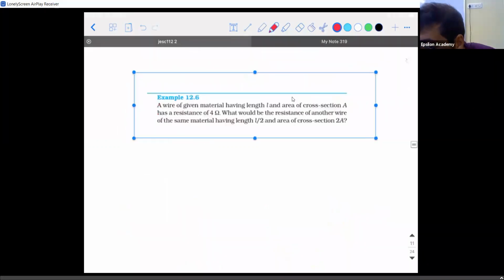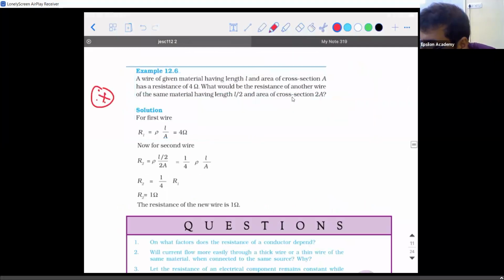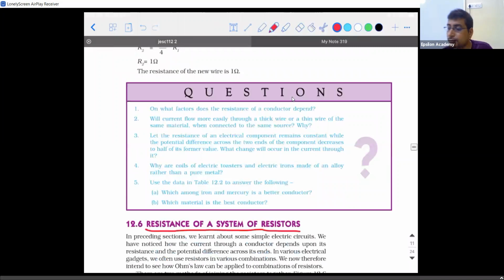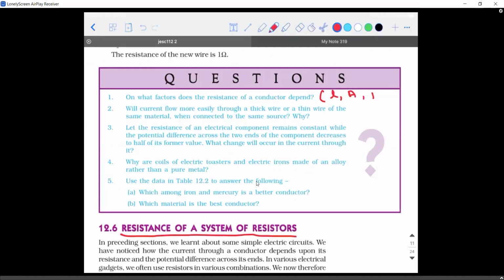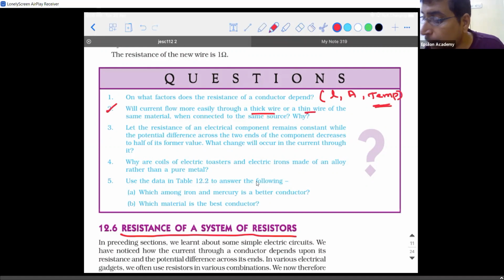Now look at the next one. Okay. We'll finish the next one. On what factors does the resistance of a conductor depend on? Length, area of cross section, and temperature. Yes. Will current flow more easily through a thick wire or a thin wire of the same material when connected to the same source?